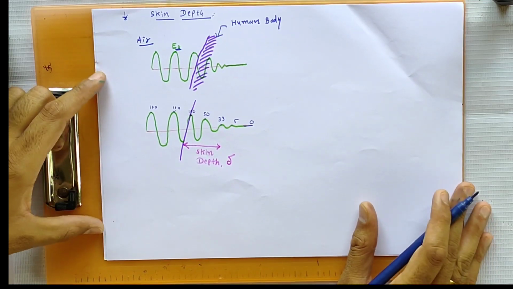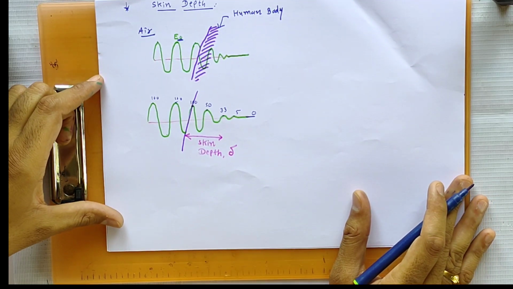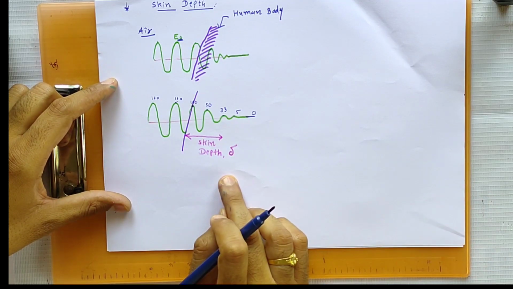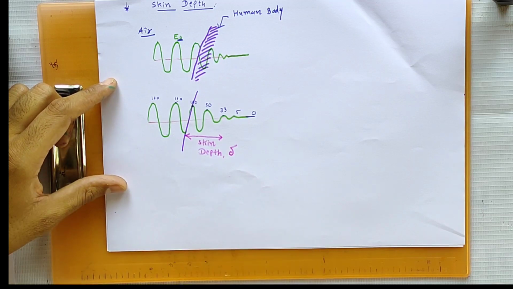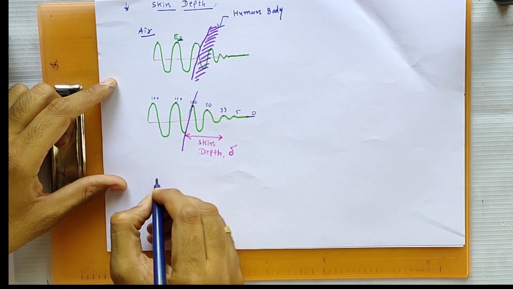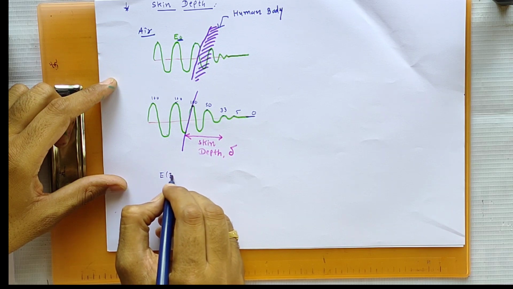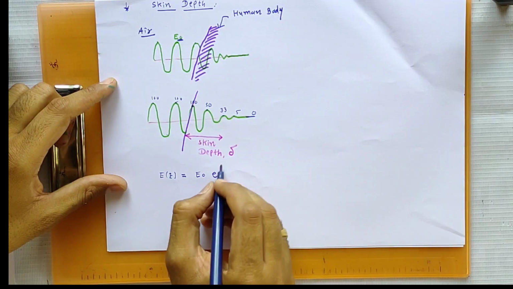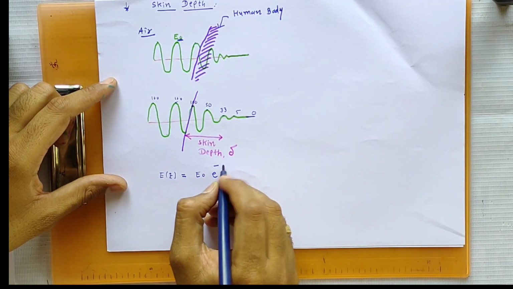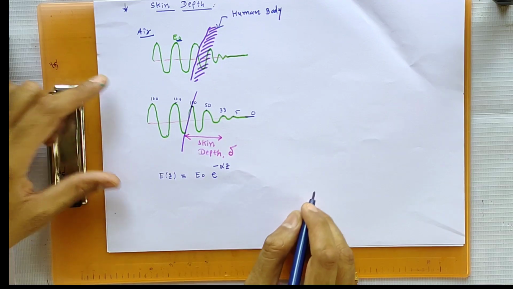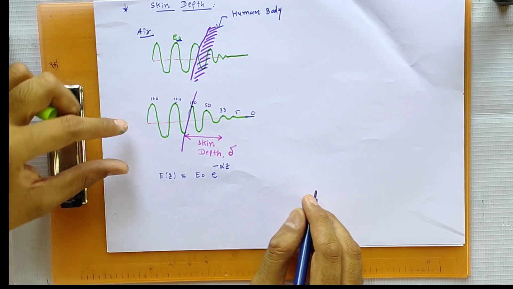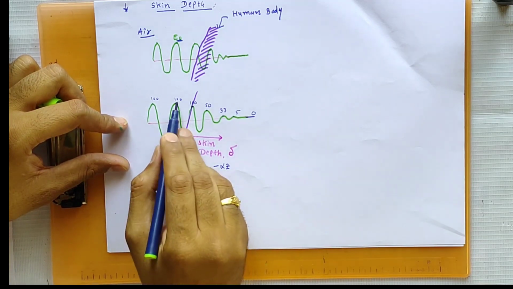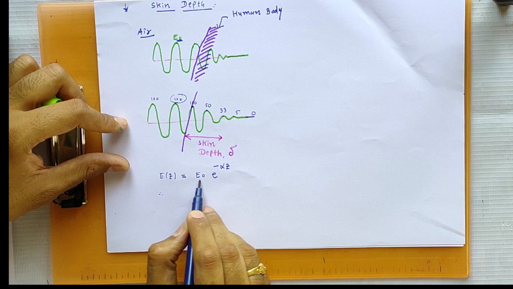Now it is a function of space. Space means it is a function of distance. We take either electric wave or magnetic wave. Suppose I take an electric wave which is a function of z, where z is distance or space: E(z) = E0 e raised to minus alpha z. Here E0 is the maximum value. In this example I will take 100 as E0.